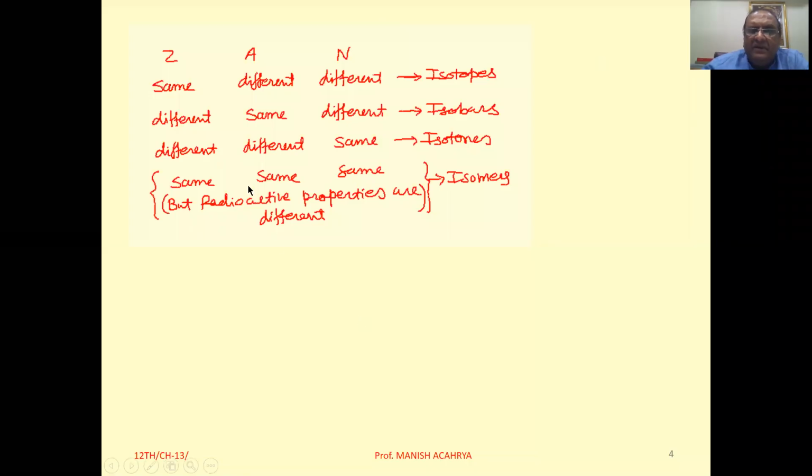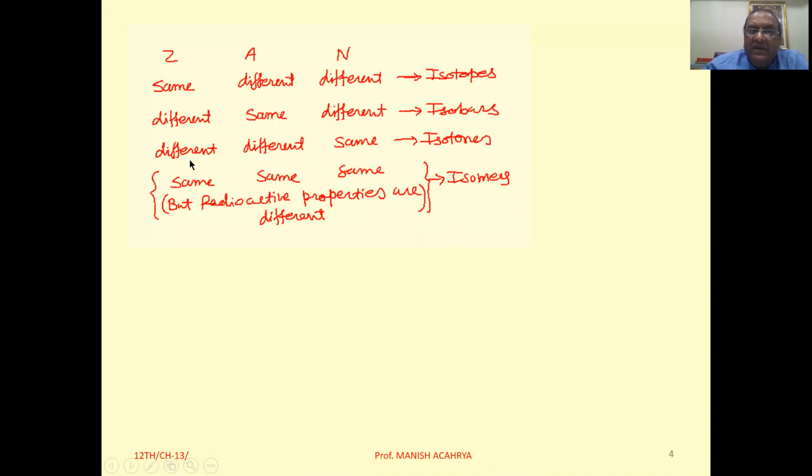See, for elements, if Z is the same but the atomic mass is different, then obviously N will be different. Those are known as isotopes of elements. Then if for species of any element Z is different, A is the same, obviously N will be different, then they are called isobars.